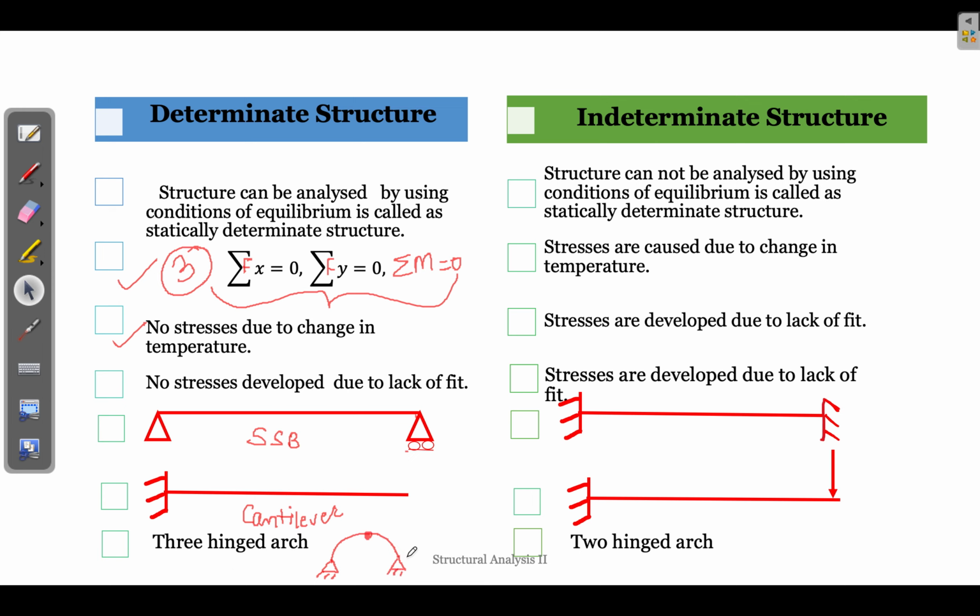Okay, so that is a determinate structure, a 3 hinge arch. Now let us see what an indeterminate structure is. And Structural Analysis 2 mostly deals with indeterminate structures.